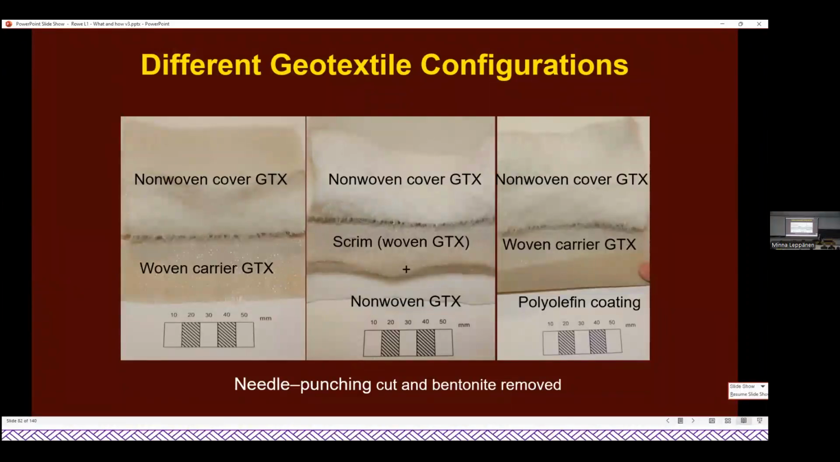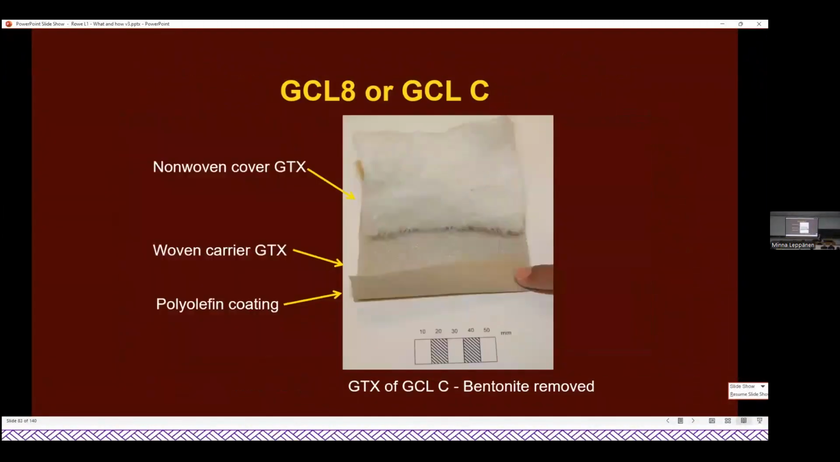So here are three different GCLs. The third one I haven't talked about yet has a polyolefin coating. It's a plastic layer that's applied molten during the manufacture and gets impregnated into the carrier geotextile. So there are a wide variety of GCLs, and they will perform differently, as we're going to see.